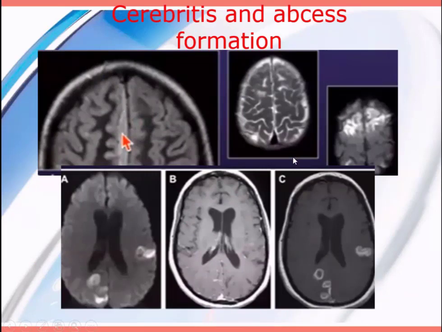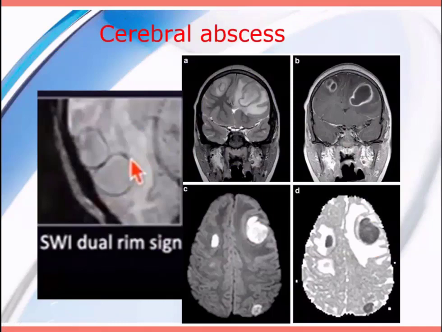Cerebritis and abscess formation. Cerebritis may have diffusion restriction and heterogeneous areas of enhancement. And if there is breaking down and a peripheral uniform thin rim of enhancement, this is abscess, okay? Note that if you do SWI for a cerebral abscess, it will have this appearance, which is called the dual rim sign, and this is pathognomonic for abscess.